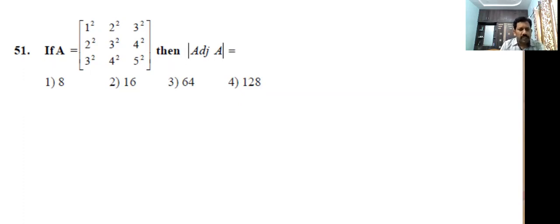In the previous class we completed up to questions 48, 49, 50; try them yourself. Now I am going to discuss question number 51 in level 1. Read the question: a matrix A is given, then find det of adjoint A. What is the det of adjoint A formula, students?